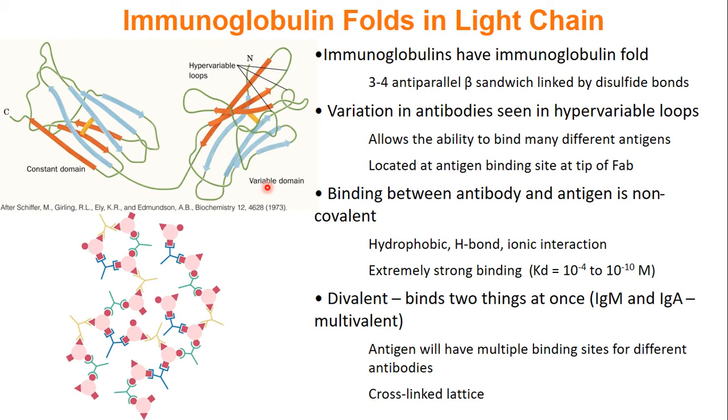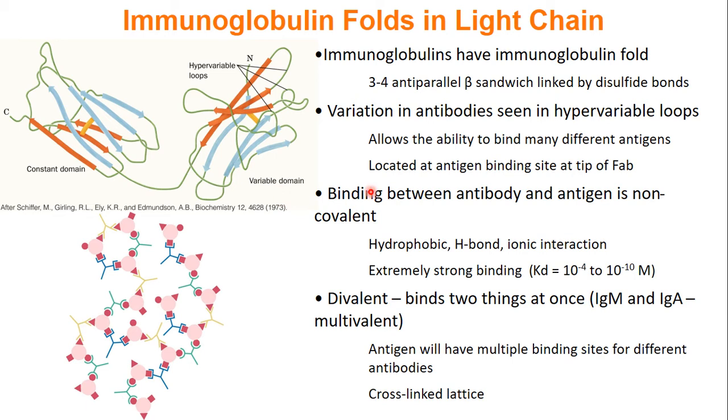And variation in our antibodies is seen at these hypervariable loops, which is green here. So the differences in these loops allow antibodies to bind to different antigens. And again, these are in the Fab, or the antigen binding site at the tip of the Fab.